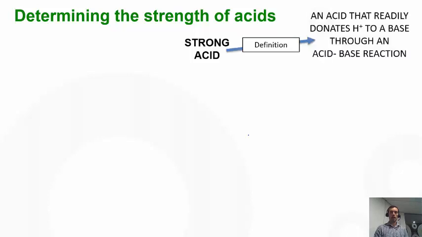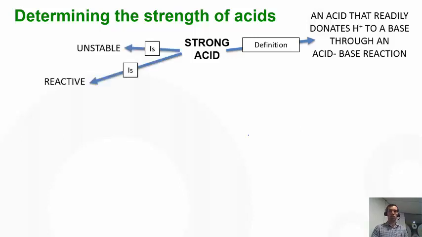Okay, so a strong acid is basically an acid that really wants to be like an acid. It really wants to donate its H+ to a base. So this means that it's very reactive. Essentially, the strong acid will do whatever it can to get rid of its H+. And this comes back to the fact that the strong acid is extremely reactive and unstable. Remember, whether it's an atom or a compound, they want to do whatever they can to be stable.